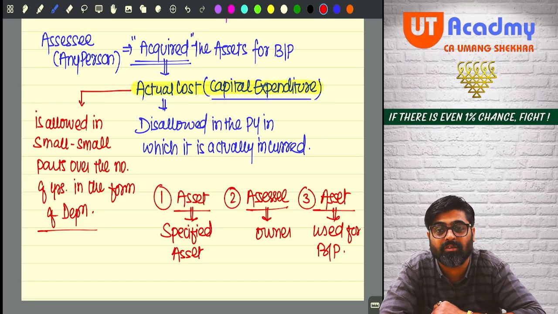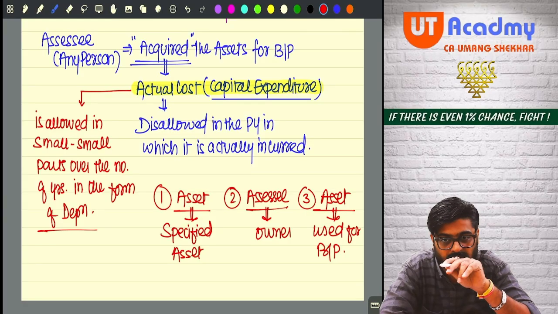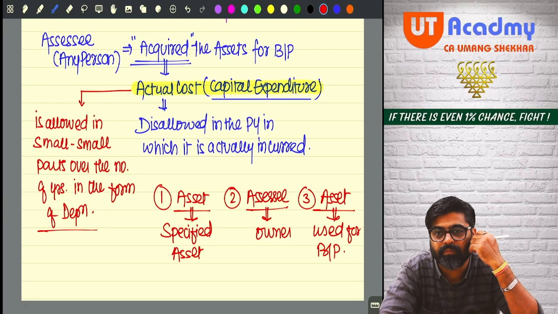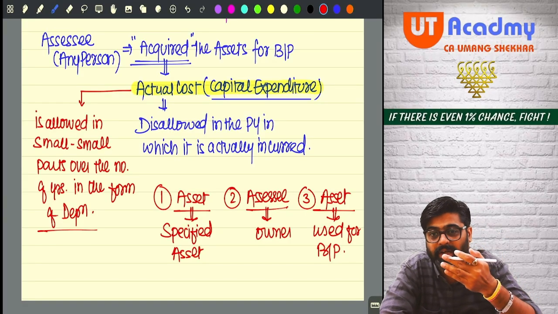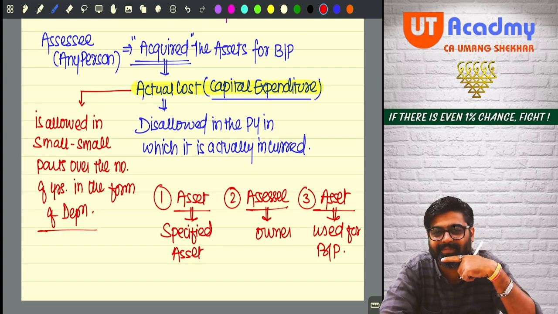You have to use that asset for the purpose of business or profession. If these three conditions are fulfilled, only then the cost of the asset, which is otherwise disallowed, can be claimed in the form of depreciation. Got it? So one by one we are going to discuss these three conditions now. We are supposed to discuss these three conditions in detail.